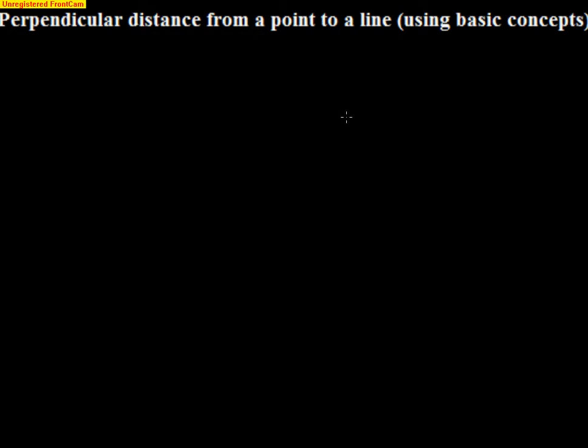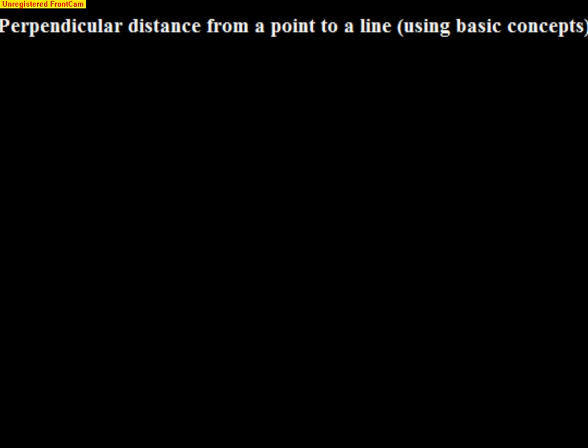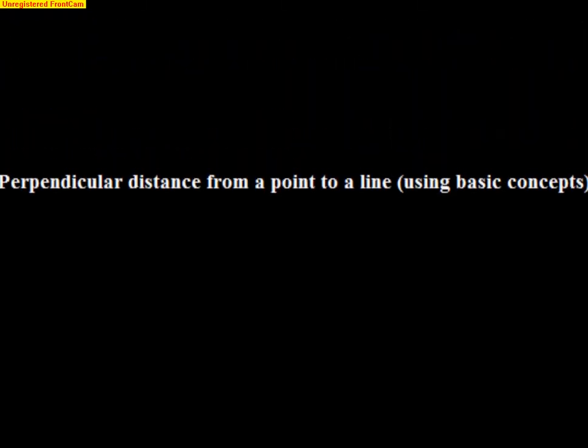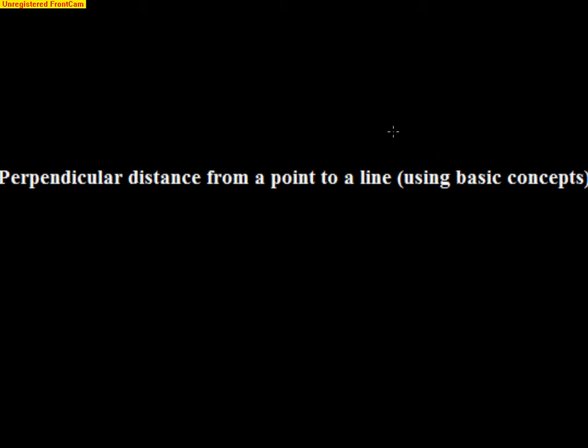So in this video, we'll be looking at how to derive a formula or equation to find the perpendicular distance from a point to a line. We'll be doing that using basic concepts. We can actually do this with more than two to three methods, but here we'll be using the basic concepts. In coming videos, you will also see how to do it with the help of the area and also using translation of coordinate axis. So let me start. Perpendicular distance from a point to a line.